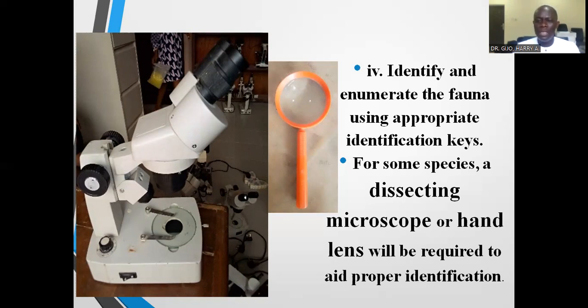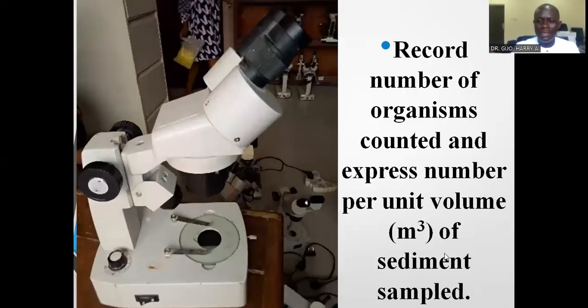For some species, a dissecting microscope or hand lens would be required to aid proper identification. There are some species, like some polychaetes, that will require the use of a hand lens or dissecting microscope to properly identify them. Such species we put on the stage of the dissecting microscope and view through it to see those distinctive features to enable you to identify them. In some cases, you may also need a hand lens to look properly.